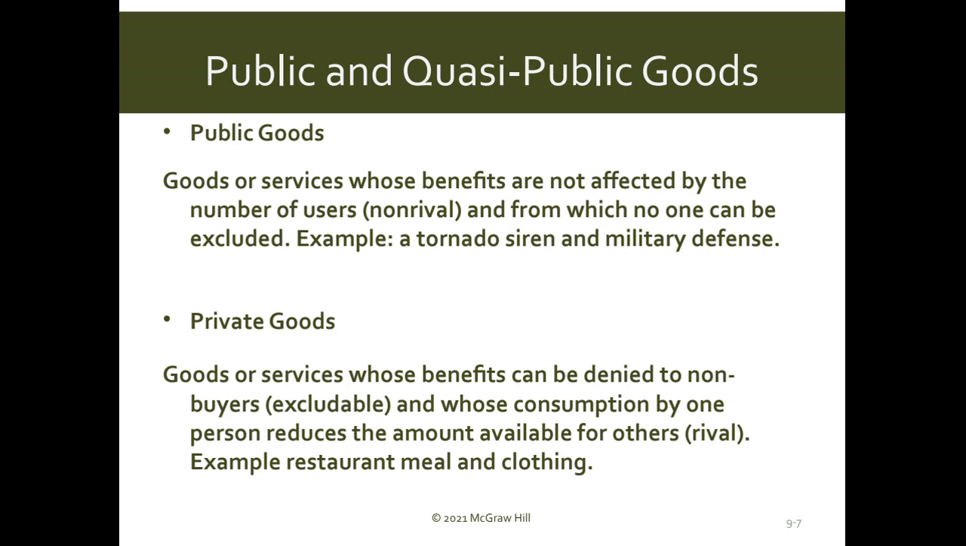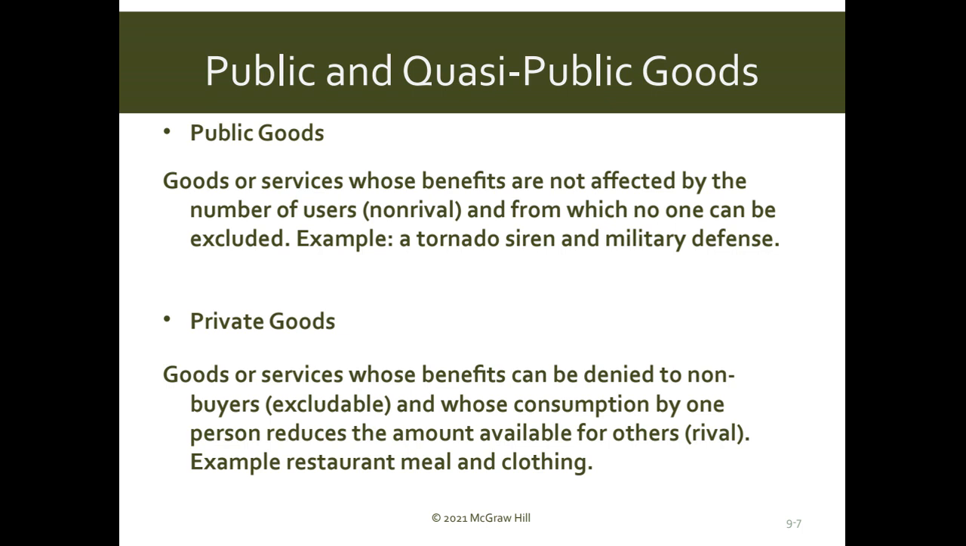So there are two types of products, public goods and private goods. Although the title says public good and quasi-public goods, we'll discuss that in a moment. What is a public good? So public goods are goods or services whose benefits are not affected by the number of users, that is, non-rival.